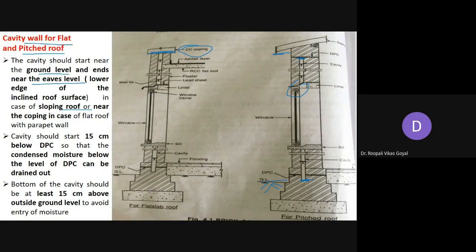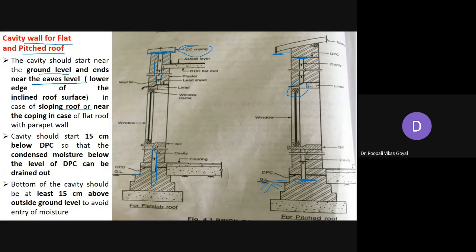So this way, the same starting point just above the ground level, this cavity will start. So here you can see this is the cavity, and this will end up to the coping of your flat roof. So you can say in the pitched roof it will start just above the ground level and reach up to the end of the eaves level, and here in the flat roof it will end up to the coping level of your flat roof with the parapet wall.